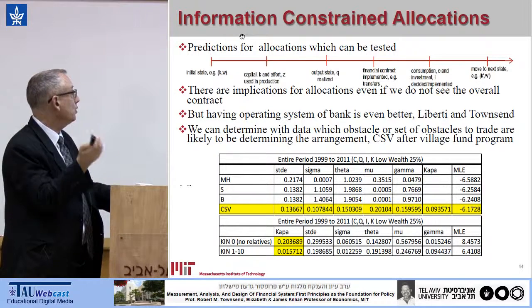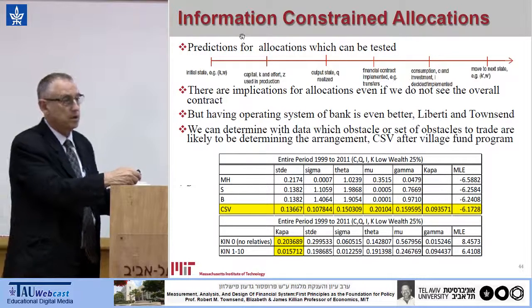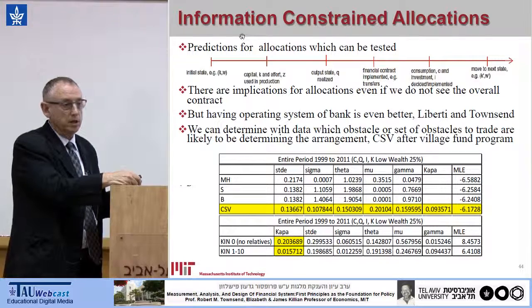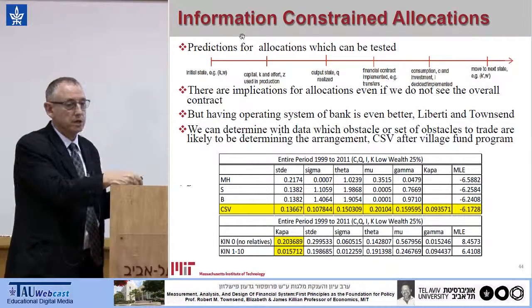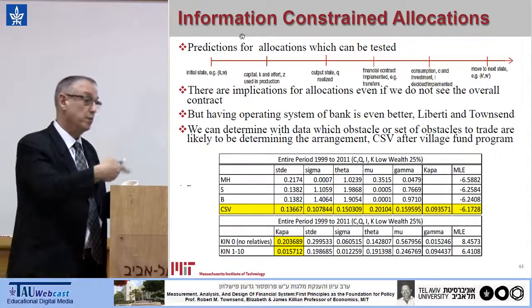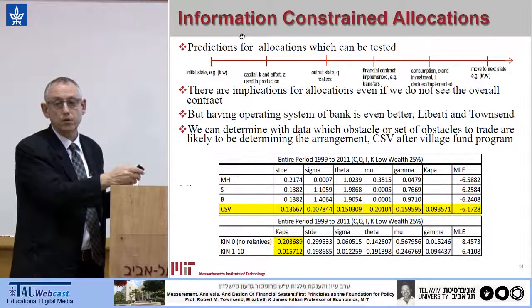So for example, in my Thai data, there's a period where they introduced these million baht funds, which was an outside intervention by the government, and lots of things happened. And through the lens of costly state verification, we are beginning to understand that somehow the village fund was like a catalyst that allowed them to take advantage, not eliminate, but rather take advantage of the financial network that was already there.